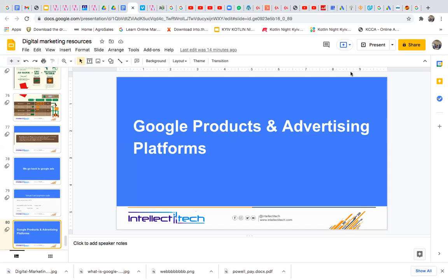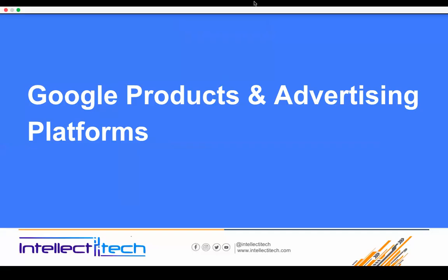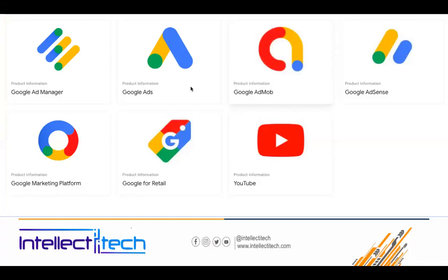Now, Google products and advertising platforms. These are platforms on which Google advertises. If you are an advertiser, say you are Jumia and you want to advertise, where will Google advertise your product? These are the platforms. One is called Google.